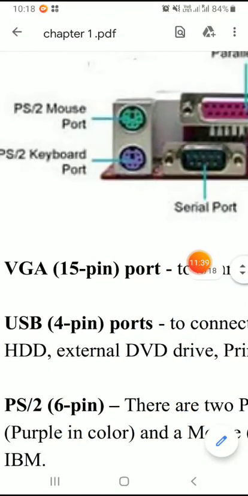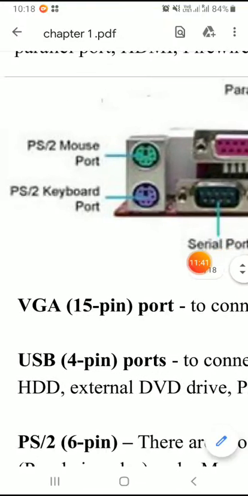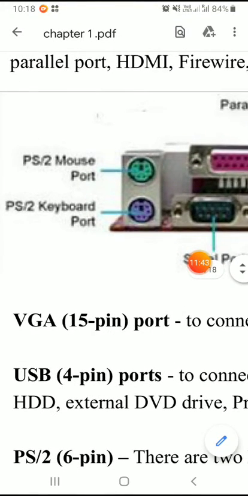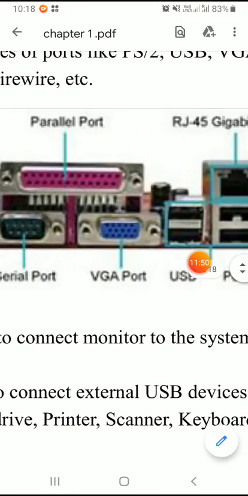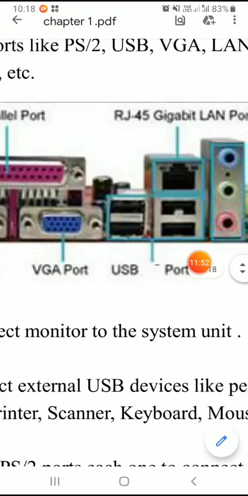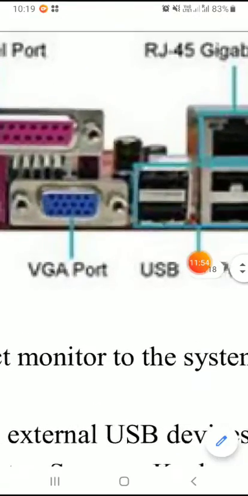Now I will give you the explanation about each and every port which is available on the motherboard of a computer system. Let us start with VGA. VGA is a 15-pin port, and usually it is used to connect a monitor with the system unit. So actually this is called a VGA port.